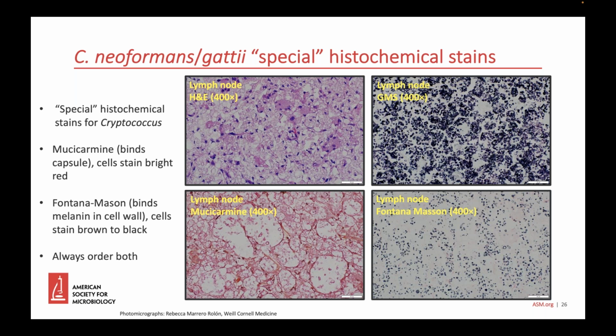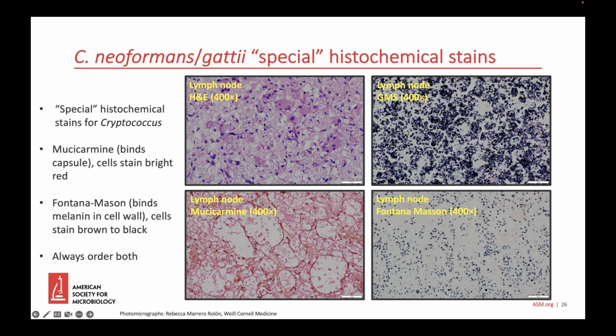So can we use stains to help us diagnose Cryptococcus neoformans/gattii infection? We can use so-called special stains. Here I'm showing you a lymph node, and I really want to thank my friend who's a master histopathologist, Rebecca Larone, for sharing these slides with me. Here I'm showing you an H&E image, hematoxylin and eosin stained tissue. It's a lymph node, and also a lymph node stained with GMS.